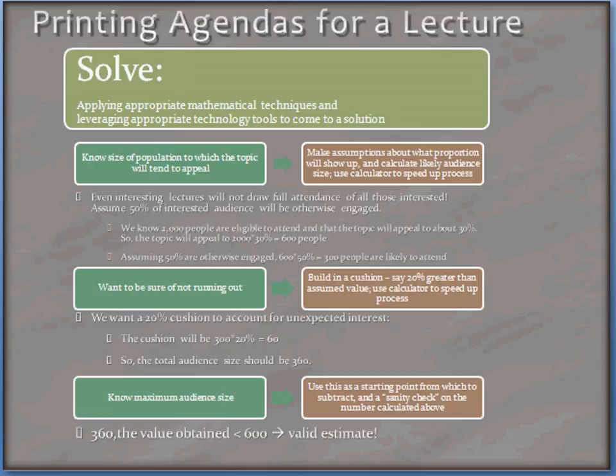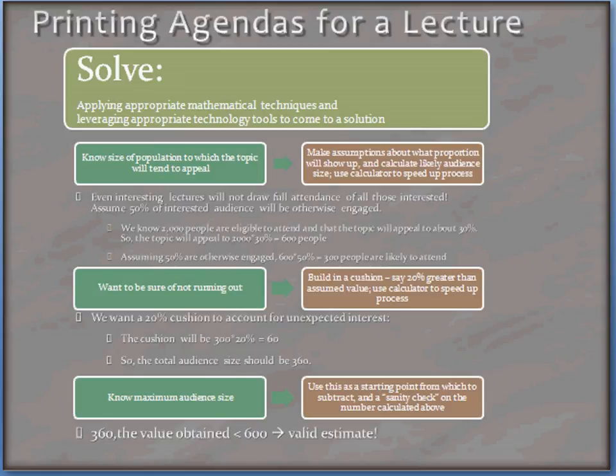Now we solve, that is, apply appropriate mathematical techniques and leverage technology tools to come to a solution. Recall that we know the population to which the topic will tend to appeal, so we'll make assumptions about what proportion will show up. Even interesting lectures won't draw full attendance of all those interested, so let's assume that half of the potential audience would be otherwise engaged. So multiply the campus size of those eligible to attend, or 2,000, by 30%, which is the proportion of the population that might be interested, to obtain 600 people. Assuming half of those show up, we can estimate that 300 people are likely to attend.